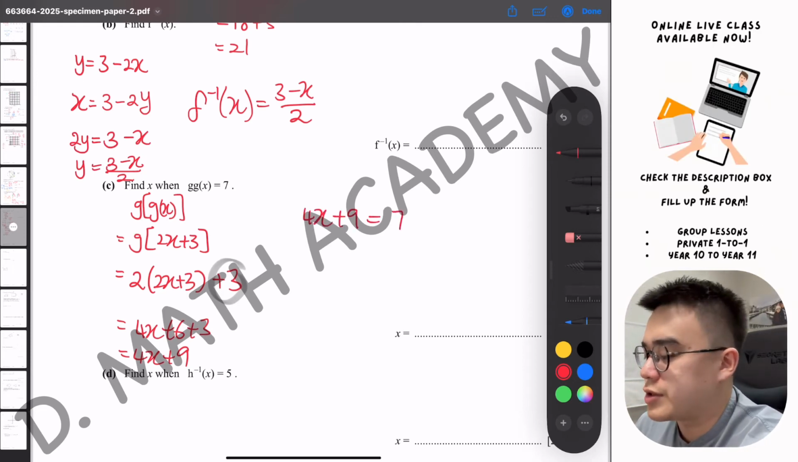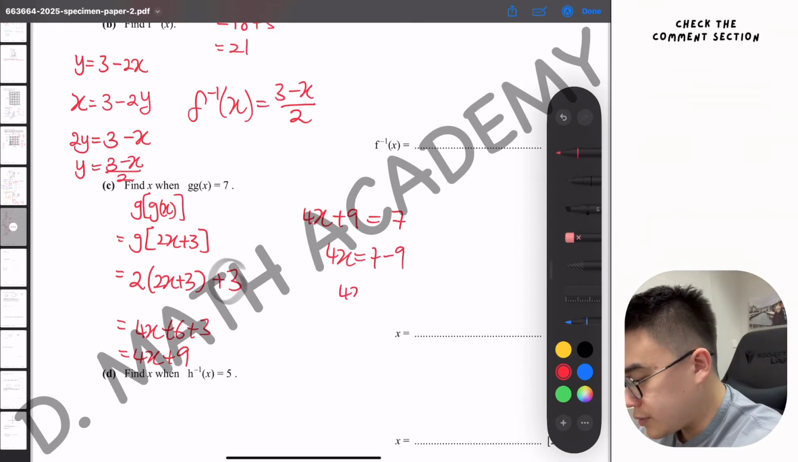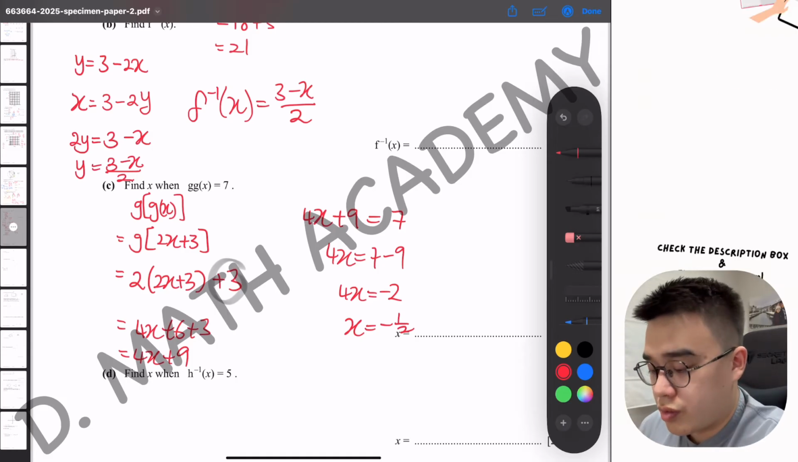So 4x plus 9 equals to 7. 4x equals to 7 minus 9. 4x equals to -2. x is -1 over 2.